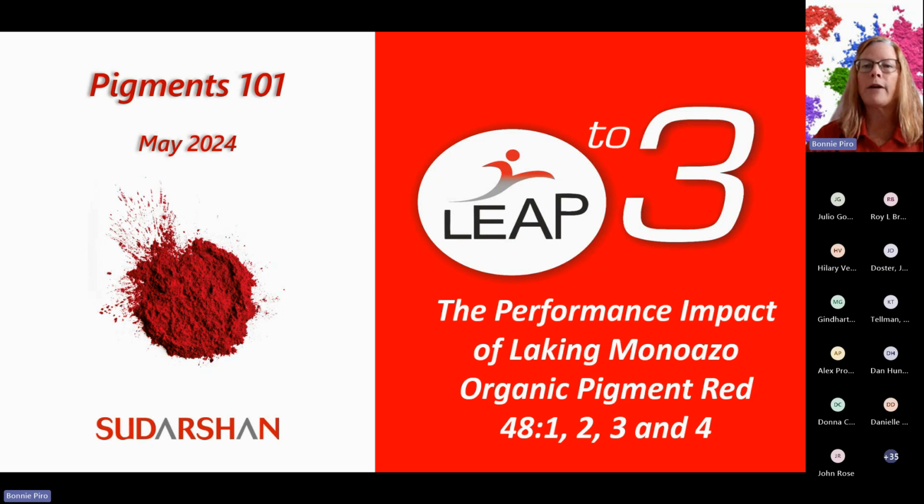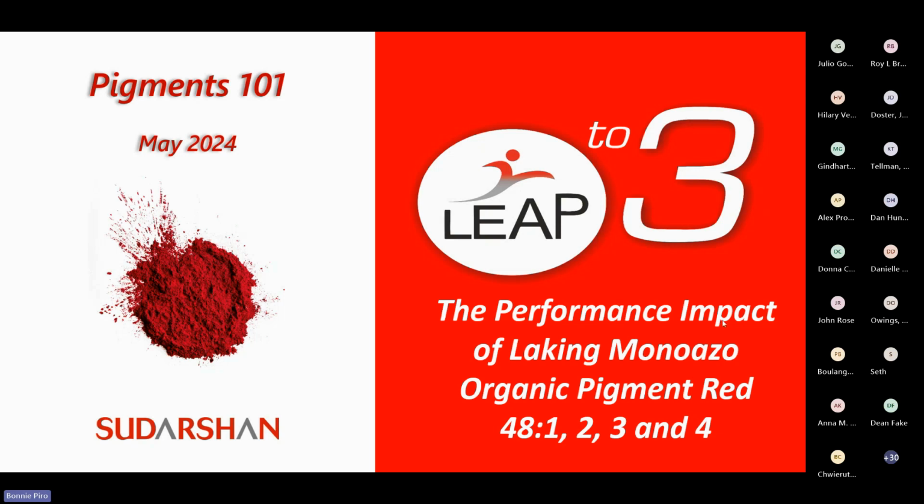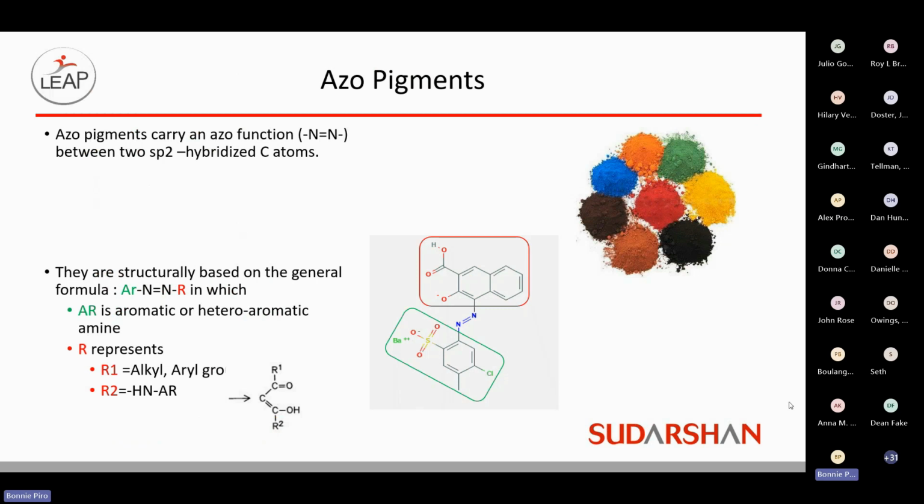I'm going to go off camera here, and we will take a deep dive into the area of these monoazo pigments. So we've discussed azo pigments in general before. This is, as I mentioned, a deeper dive into the specific Red 48 series of laked pigments.